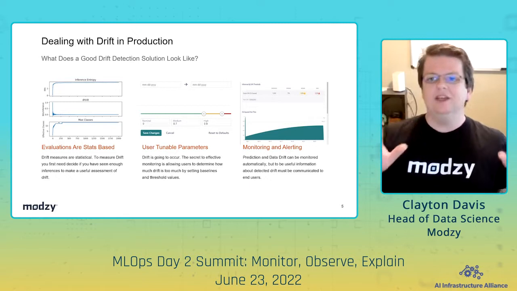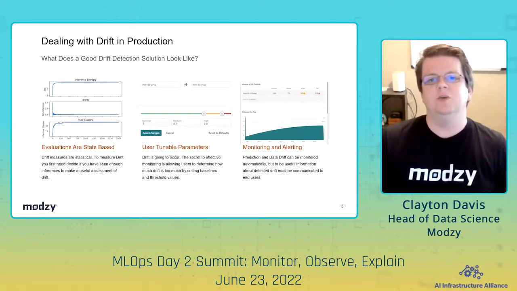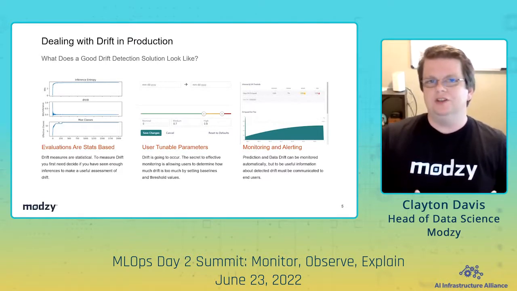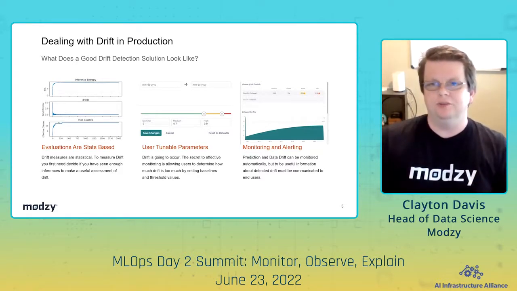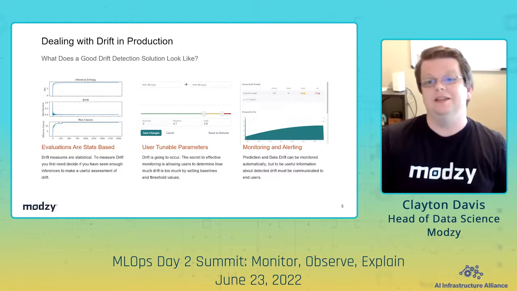And mathematically, you can use tools that are commonly available to statisticians to determine whether or not your model happens to be drifting. But a good solution isn't just about being able to take numbers and push them through an algorithm. There are three things that you need to make sure that any sort of drift solution you're looking at or trying to implement contains.